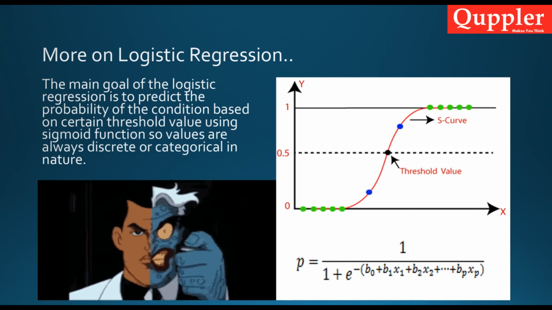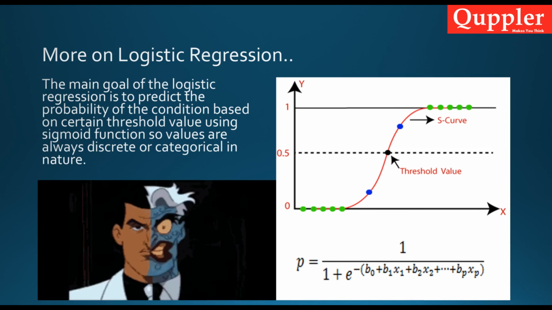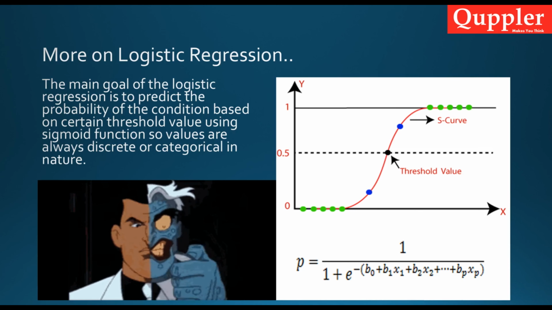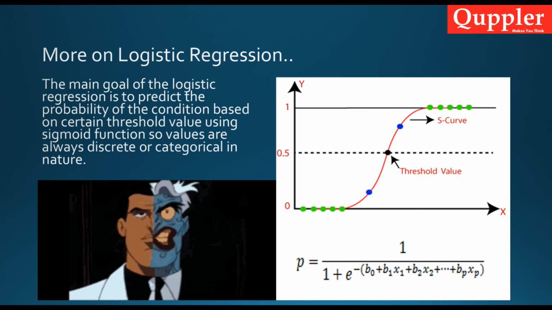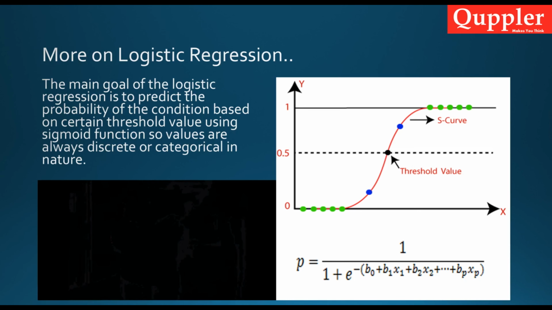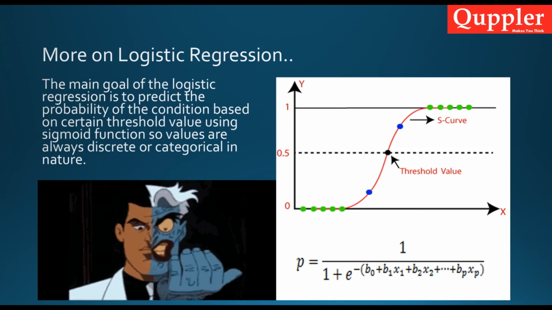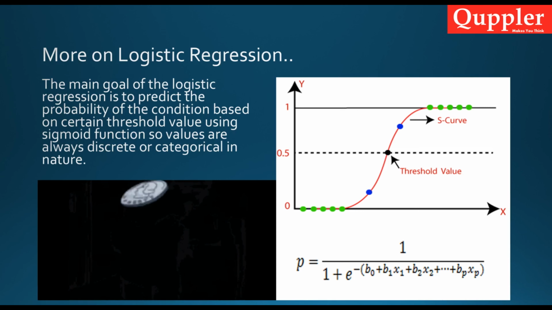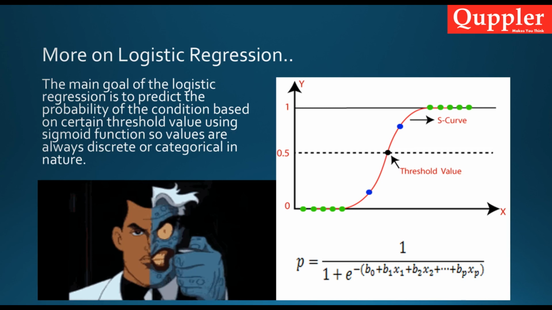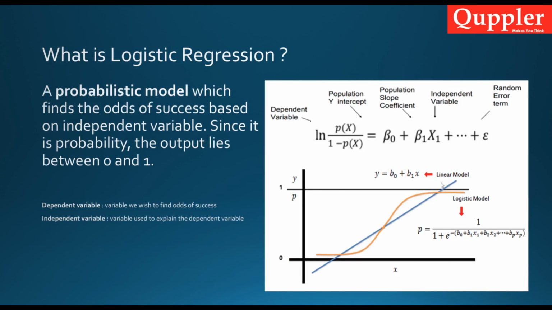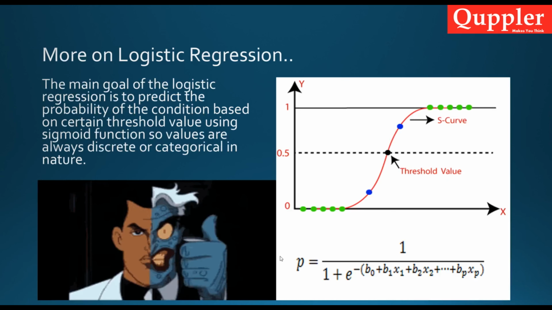The output of logistic regression is always discrete, that is, categorical in nature. It would always give you either high, low, 0, 1, true, false, or a kind of yes or no. Whereas for the linear equation, the value can be greater than 0, 1, it could be any value depending upon the situation. But in the logistic model, it would always have to be 0 or 1.